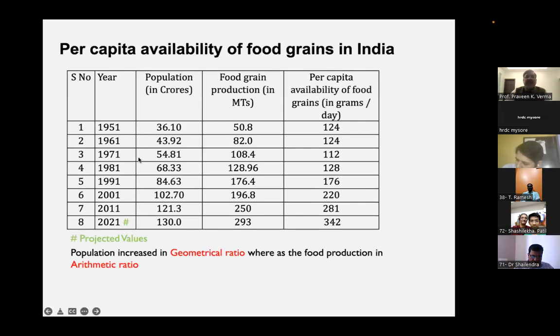If you see the per capita availability of food grains in India, in 1951 it was near about 124 grams per day per person. Now we have reached 2024, and the data available for 2021 is near about 342. However, compared to the international standard, we are still very low. Our population is increasing in geometric ratio, and food production in arithmetic ratio. So there is a gap that we have to fill, and how will we fill it with new generation technologies?